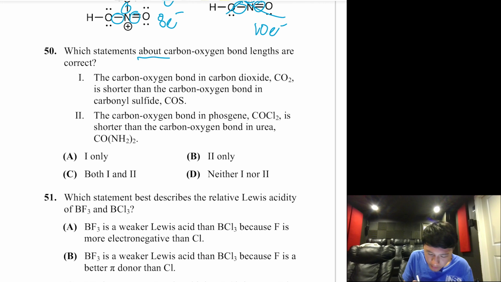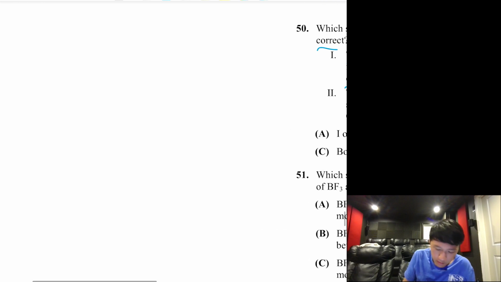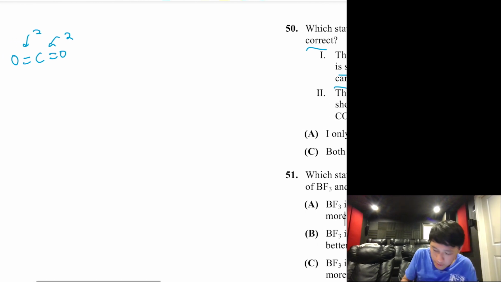Which statements about carbon-oxygen bond lengths are correct? 1. The carbon-oxygen bond length in carbon dioxide is shorter than the carbon-oxygen bond in carbonyl sulfide. Let's draw the resonance structures to help us out. So for CO2, we have O=C=O, with nice double bonds here and a double bond right here. Now, for COS, we have something very similar, where we have something like this and like this.